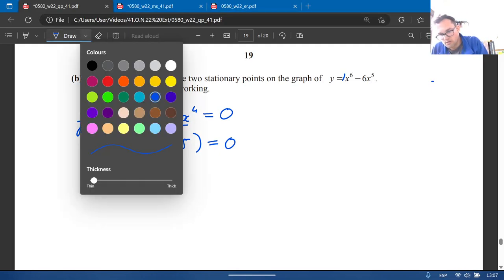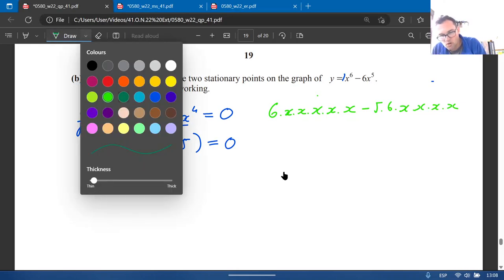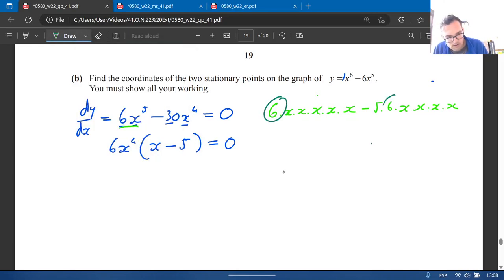Okay, if you don't get it, let's do it again. So 6x to the power of 5 is 6 times x times x times x times x times x. 30x to the power of 4 is 5 times 6 times x times x times x times x. Common factor there is 6, and 4 x's from both. Thus we get x to the power of 4. What is left here then is an x, and there's a minus 5.